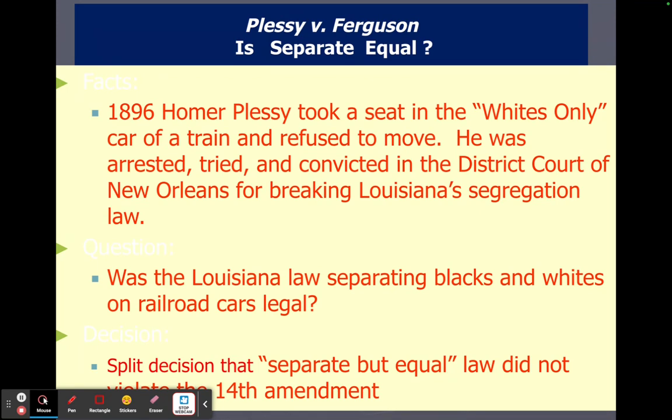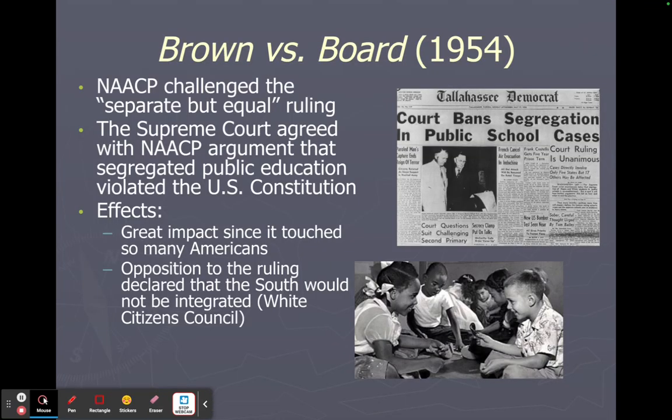So the case goes all the way to the Supreme Court, where they looked at whether separating Black and white passengers on railroad cars was legal. It was a split decision that found that as long as things were separate but equal, it did not violate the 14th Amendment. But this will be overturned in 1954.